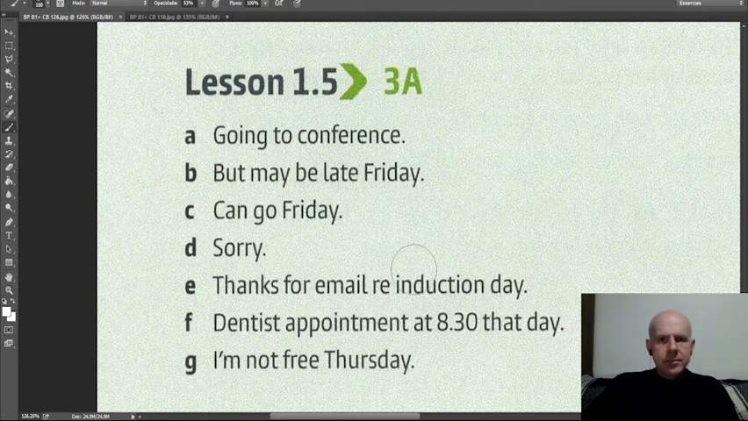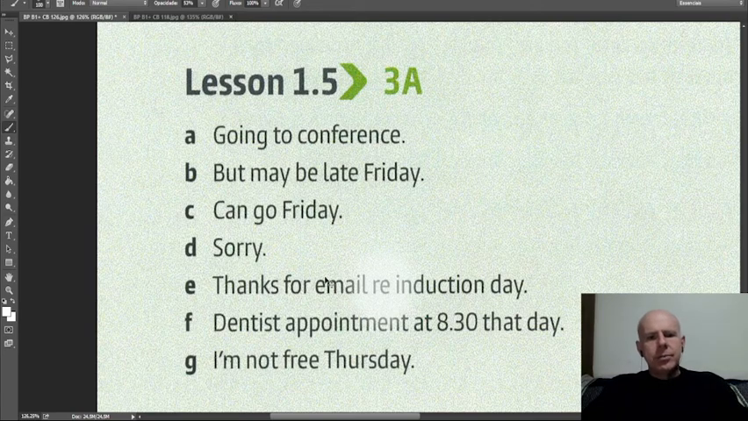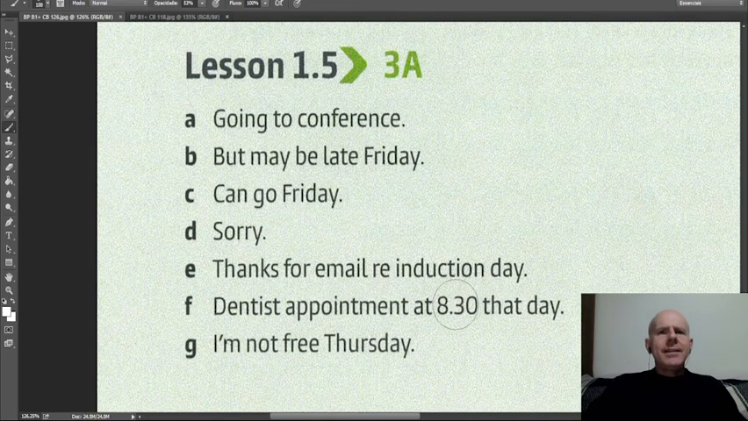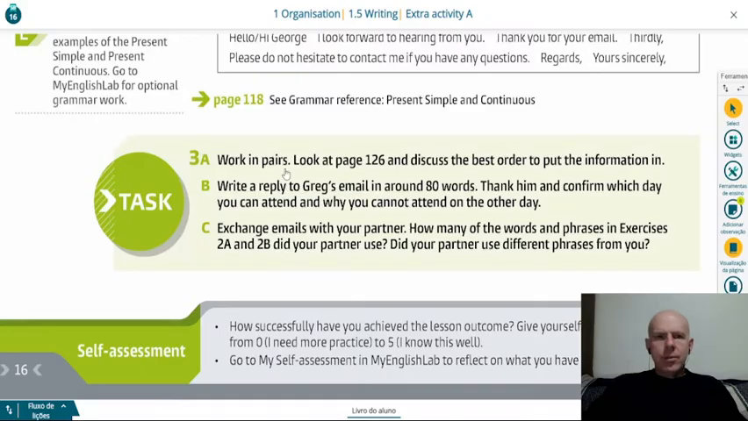We have here, look, re, that is about. We have here, look at the way we write time in British English. We use a point here, a dot, to talk about time. We have these pieces of information to think about while writing our email, right?